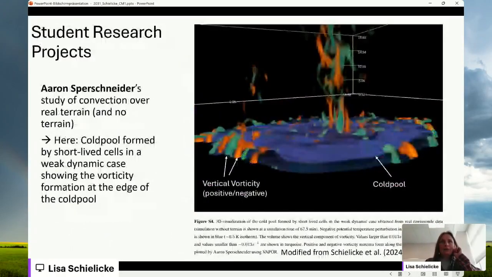And Aaron tested convection in weakly sheared situations over real terrain. And in the example you see here on the right-hand side, he produced a cold pool and investigated the vertical vorticity that forms at the edges of the cold pool, which can also lead to some damage.